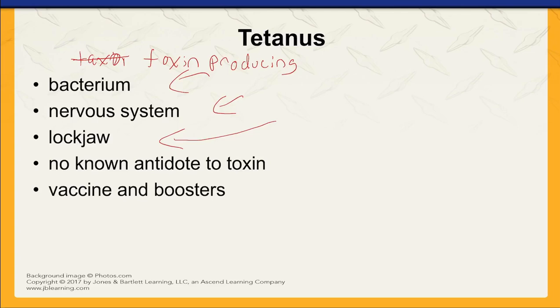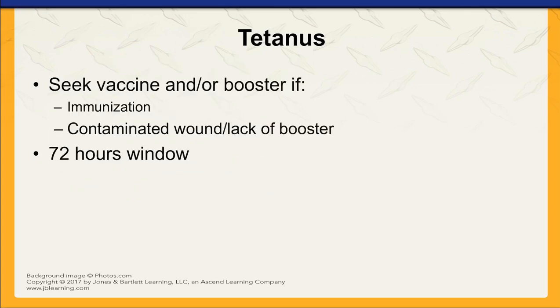There's no known antidote to this toxin, but they do have a vaccine and boosters that people can get to prevent getting this disease. So that's the good news about tetanus. If you've never been immunized, you need to get this vaccine, or if it's been more than 10 years, you need to get a booster.